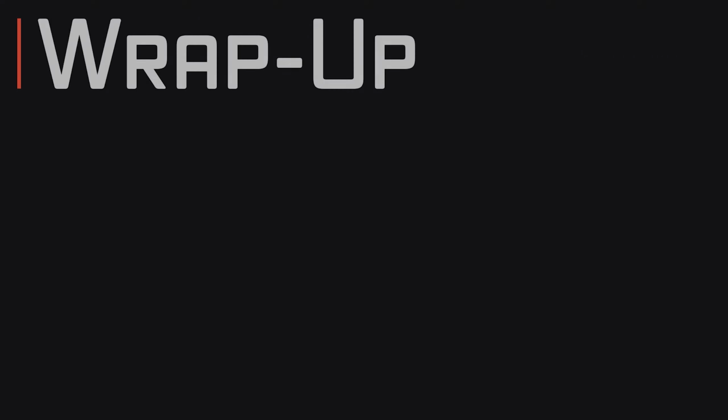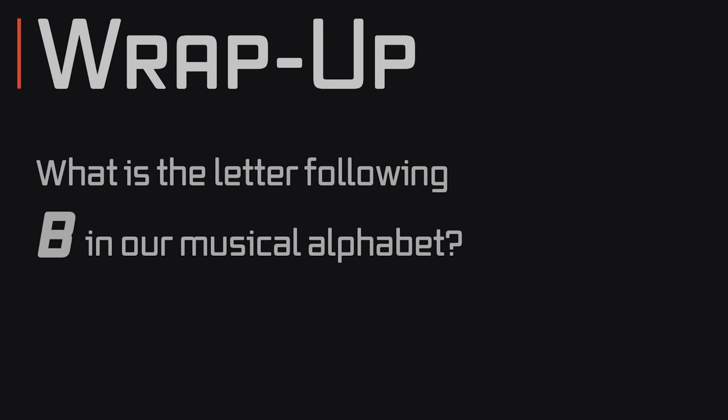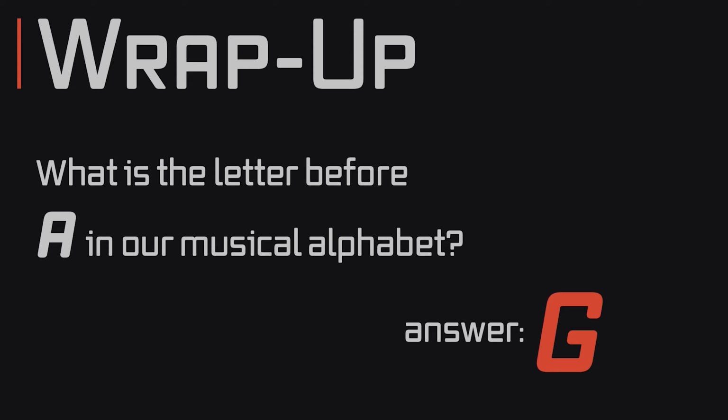Alright, so let's do a little wrap-up test to ensure our understanding of these basics. What is the letter following B in our musical alphabet? The answer is C. C comes after B in our little sequence of A, B, C, D, E, F, G, A, B, C, D, etc. What's the letter before A in our musical alphabet? The answer is G. Again, the cycle is A, B, C, D, E, F, G, and then we start back again at the beginning.